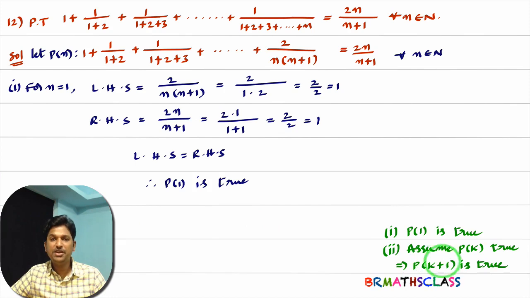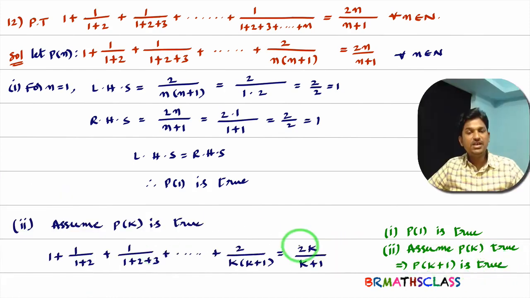By assuming P of k is true, we need to prove P of k plus 1 is true. You see here, I assumed P of k is true and I wrote what is P of k. How will you get this P of k? In this P of n, wherever n is there, you write k. So this is P of k.